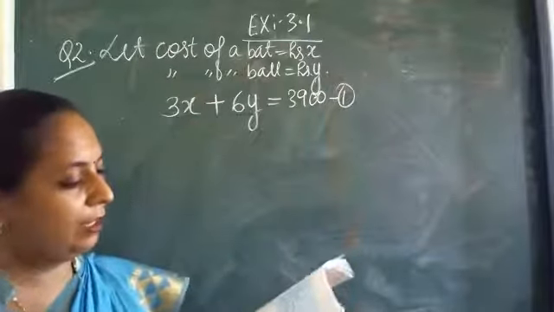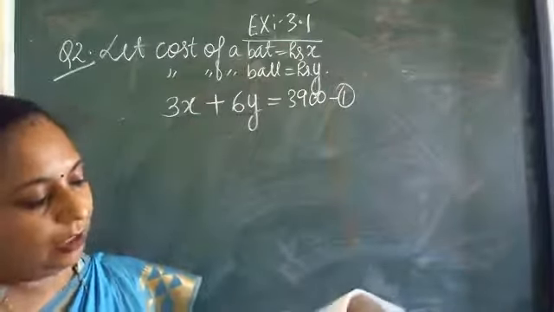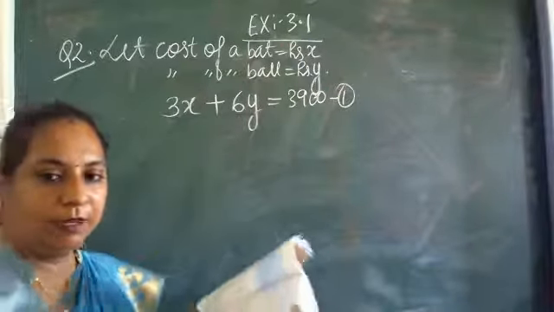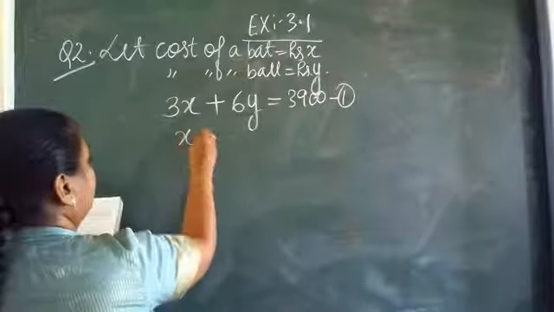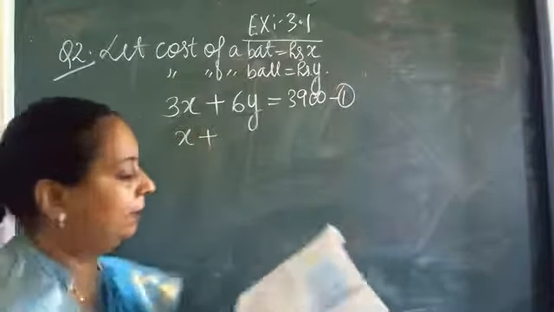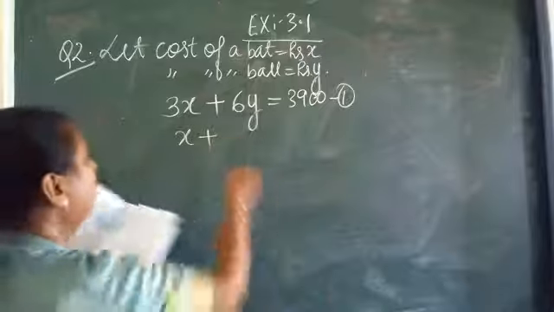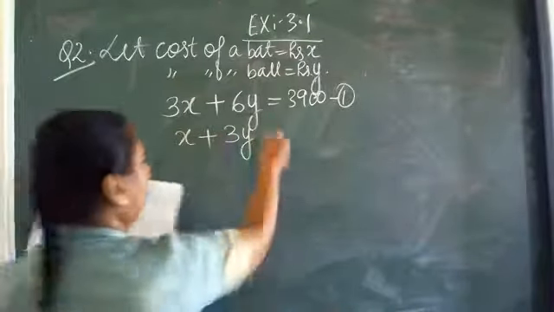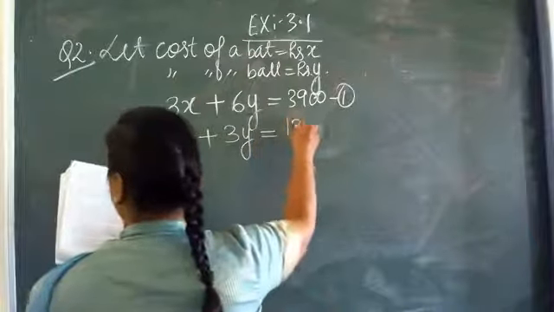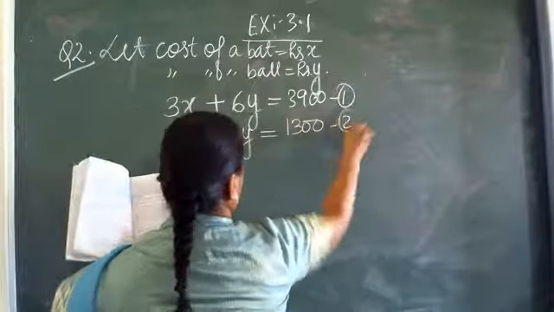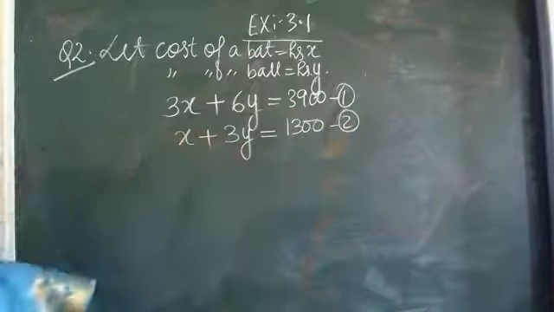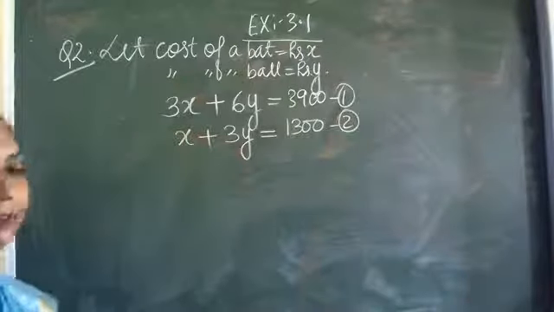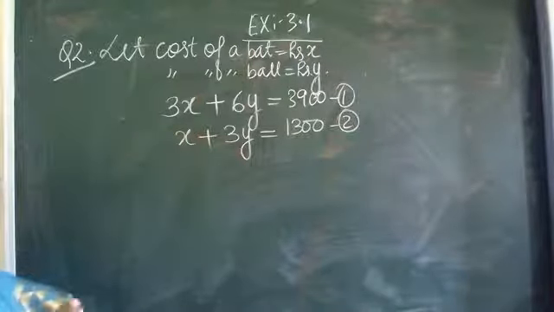Now the second condition is given that she buys another bat. Only one bat is there, so the cost is x only, and 3 more balls. So 3y is the cost of 3 balls, and the total cost is 1,300. This is equation 2.